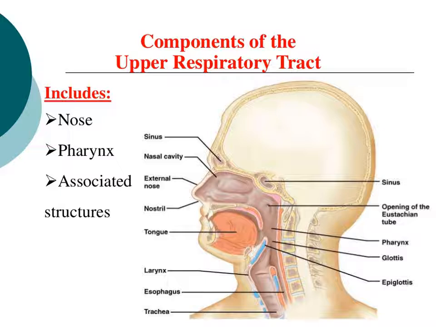Components of the upper respiratory tract. It includes the nose, pharynx, and associated structures. This also includes the sinus, nasal cavity, external nose, nostril, tongue, larynx, esophagus, trachea, opening of the tube, pharynx, glottis and epiglottis. This is the typical diagram of the upper respiratory tract. Take a few seconds and watch the diagram.